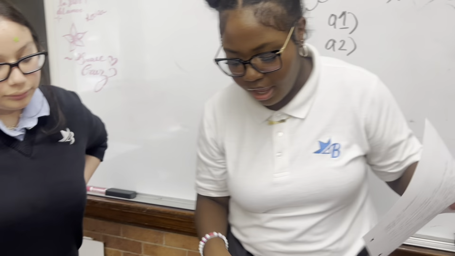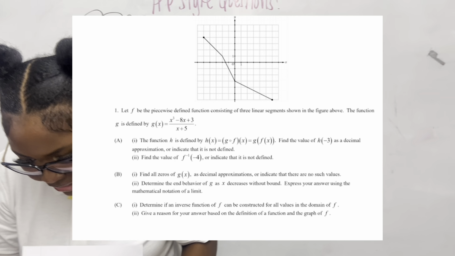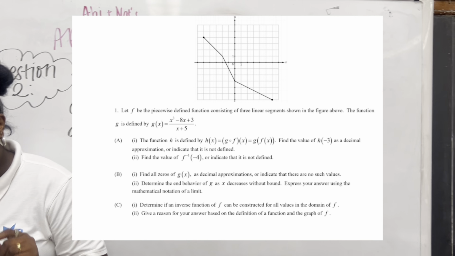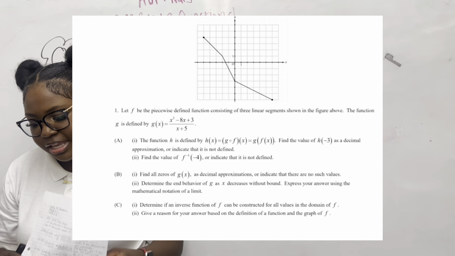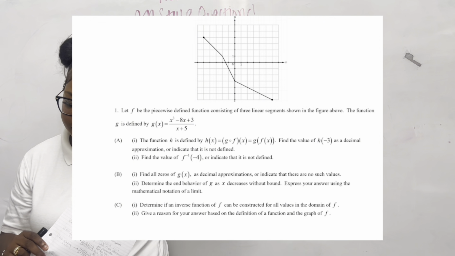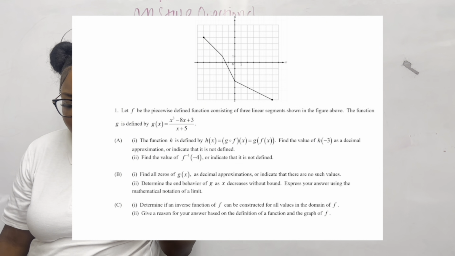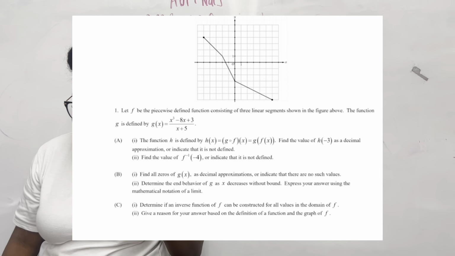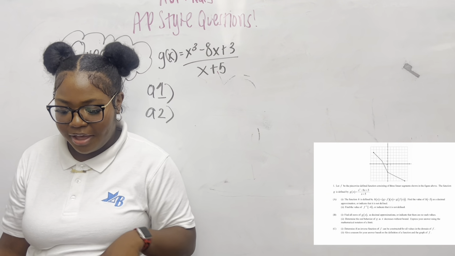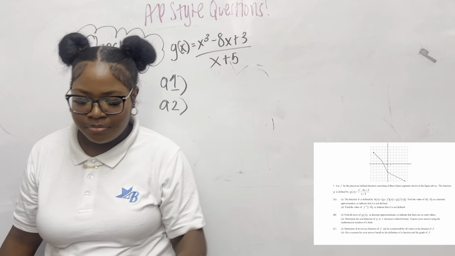Okay? So, it's saying let f be the piecewise defined function consisting of three linear segments shown in the figure above. Insert figure here. The function g is defined by g of x is equal to x to the third power minus 8x plus 3 over x plus 5. So let's get into A1.